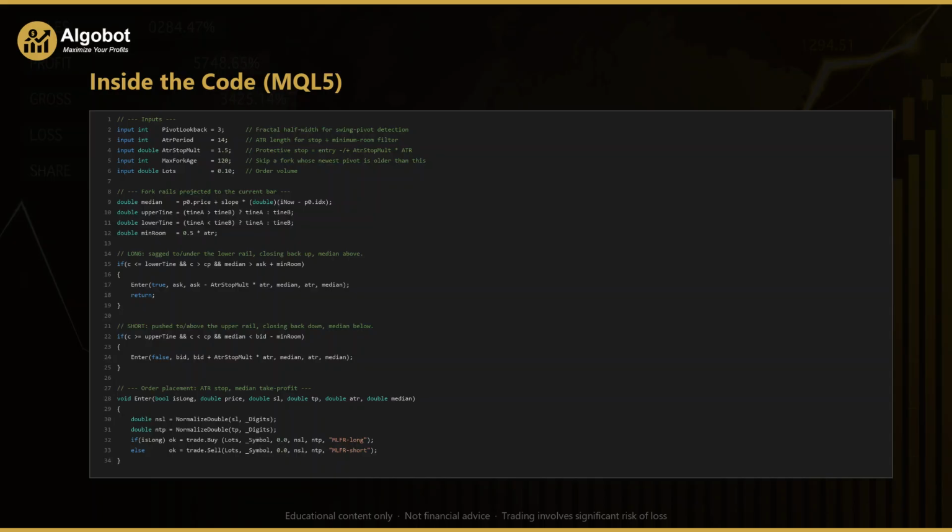Let's look at the actual MQL5 code the expert advisor runs, as you'd see it in MetaEditor. At the top are the input parameters. PivotLookback, defaulting to 3, sets the fractal half-width for detecting swing pivots. ATR period, defaulting to 14, drives both the stop distance and the minimum room filter. AtrStopMultiplier, at 1.5, scales the protective stop. MaxForkAge at 120 limits how old a fork can be, and lots sets the order volume.